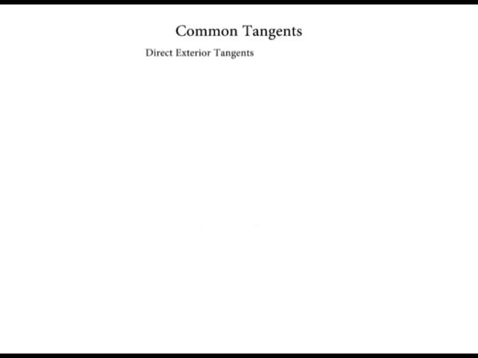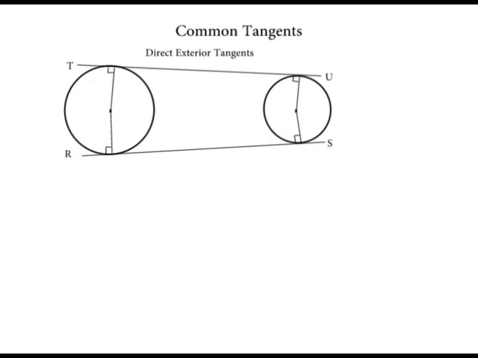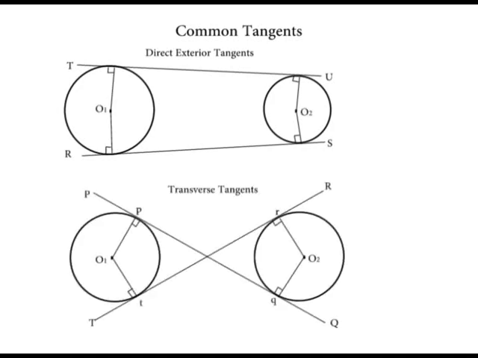Direct exterior tangents. In this figure, RS and TU are the common tangents of two non-intersecting circles with centers O1 and O2. The tangents are referred to as direct exterior tangents. Direct exterior tangents are always equal. They also form angles of 90 degrees at the point of contact with the radii of both circles. Transverse tangents. In this figure, PQ and TR are transverse tangents to the circles with centers O1 and O2 at points P, Q, T and R.